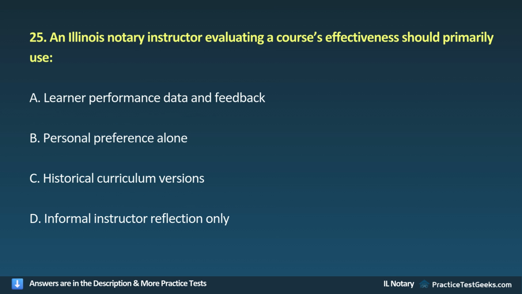25. An Illinois notary instructor evaluating a course's effectiveness should primarily use A. Learner performance data and feedback. B. Personal preference alone. C. Historical curriculum versions. D. Informal instructor reflection only.